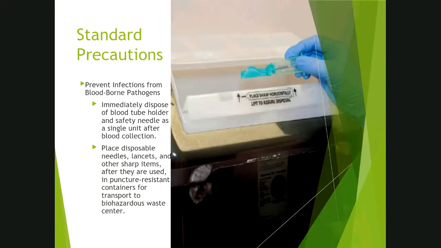So we're going to immediately dispose of the blood tube holder, as the safety needle is a single unit as represented here. You're going to place the disposable needle, lancet, and other sharps items after use in the puncture-resistant container. This ideally should be done right away. So as soon as it comes out of your patient, you're disposing of it.